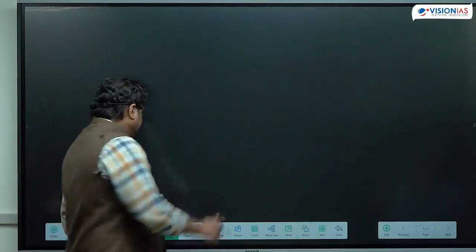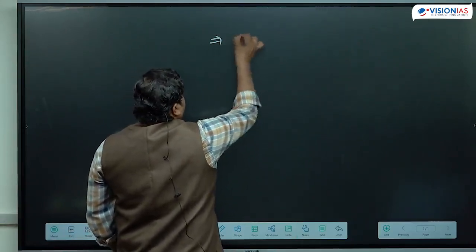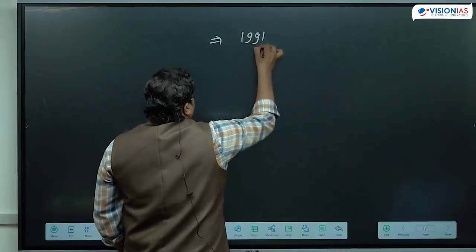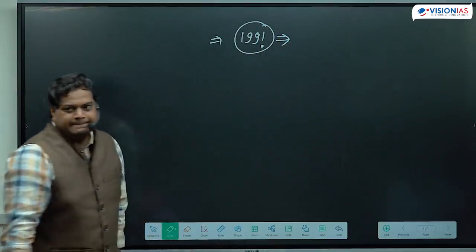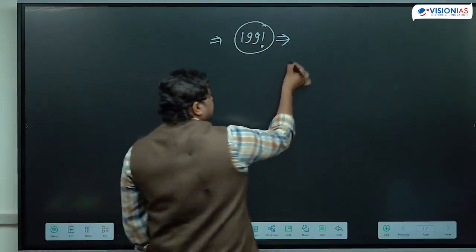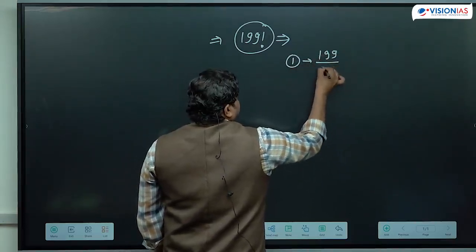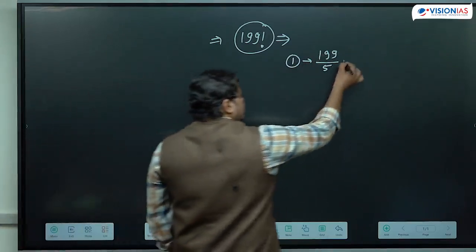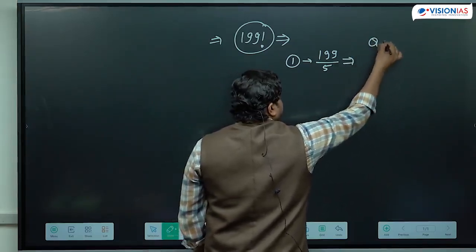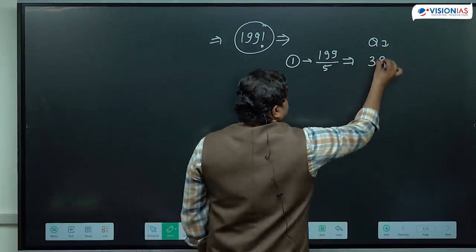Then if I write 199 का factorial, how many zeros are there at the end? 199 को will divide by 5. What quotient we are getting here? 39.